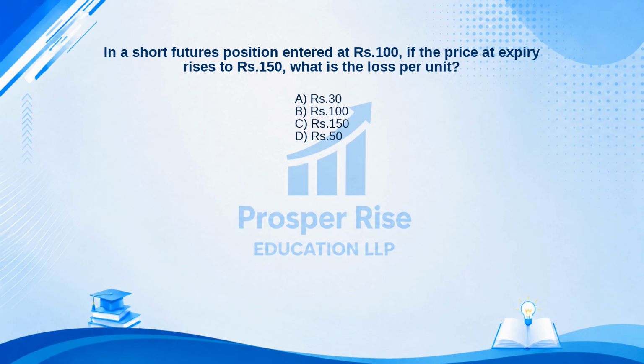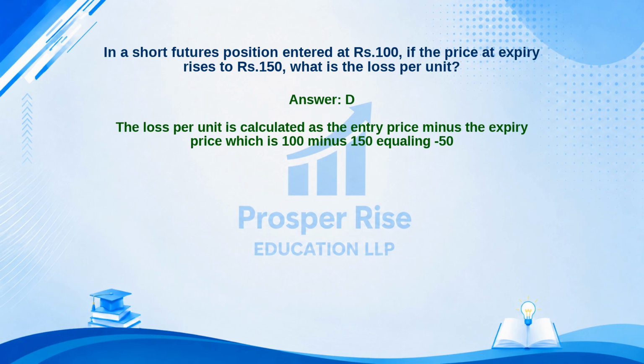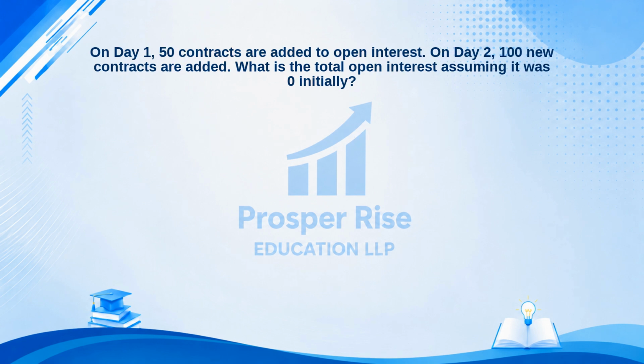The correct answer is option D. Let's see why. The loss per unit is calculated as the entry price minus the expiry price, which is 100 minus 150, equaling minus 50. Here is another practice question.